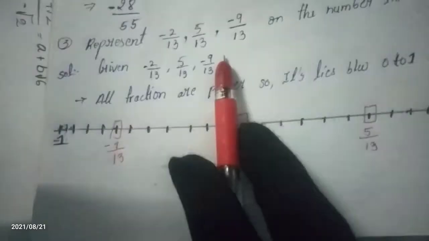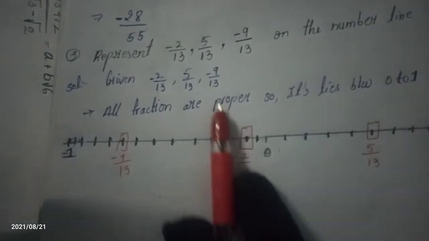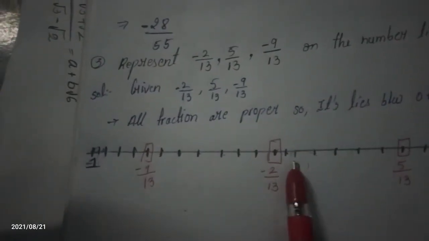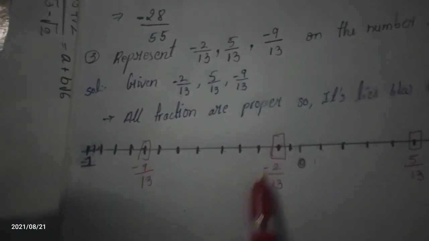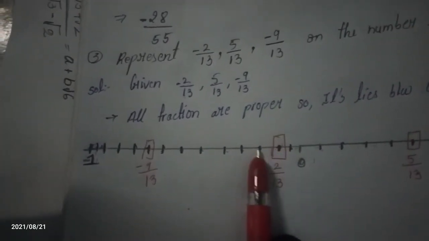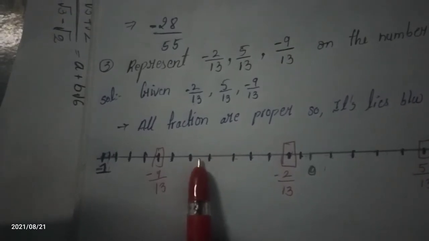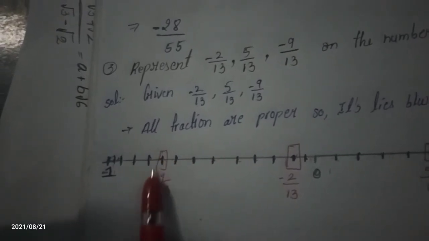Third one, what do we have to locate? We have to locate -9 by 13. Where do we have to go? To the negative side. We count 9 parts from 0 toward the negative side: 1, 2, 3, 4, 5, 6, 7, 8, 9. This is -9 by 13.